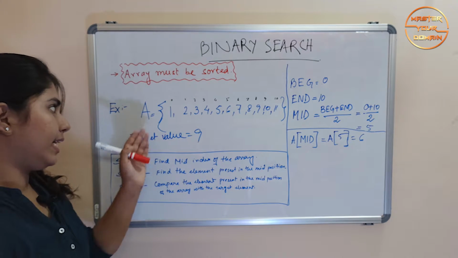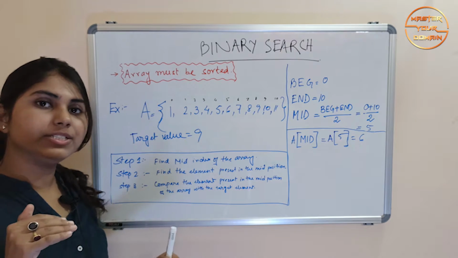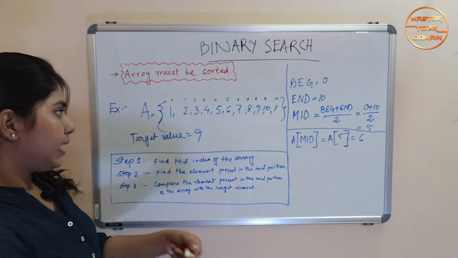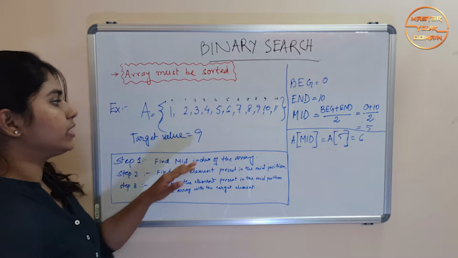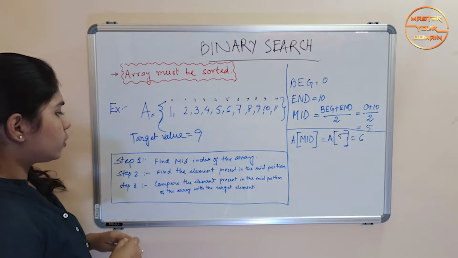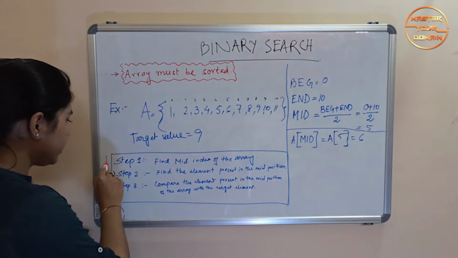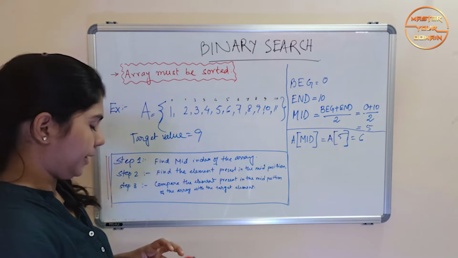Let's take an example. Suppose we have an array A, and the elements of the array are from 1 to 11, arranged in ascending order. The element that we need to find is 9. So 9 is our target value and we need to find 9 in this given array. In binary search, we follow these steps until we find the required element in the array.